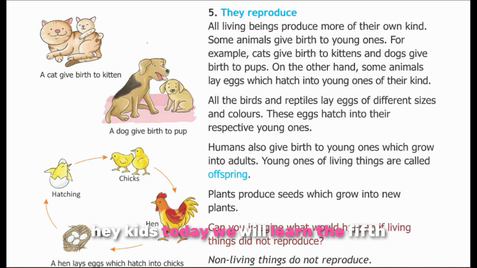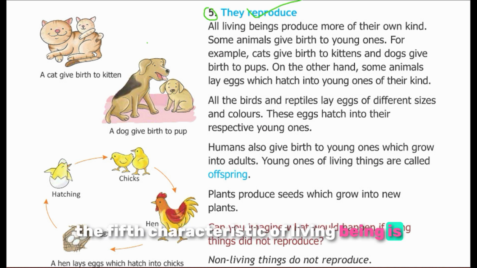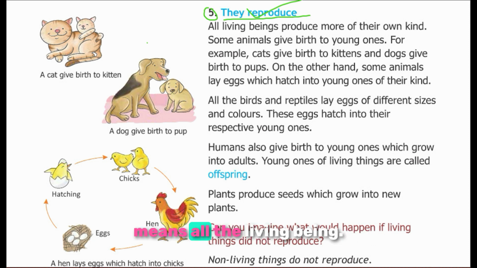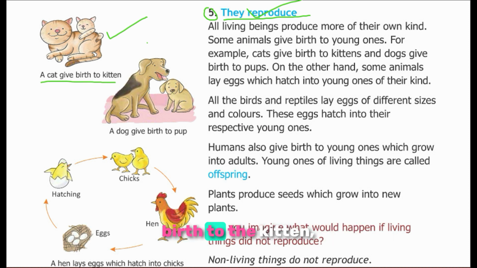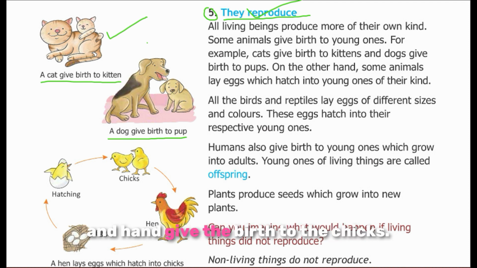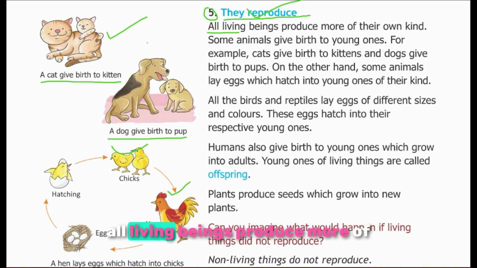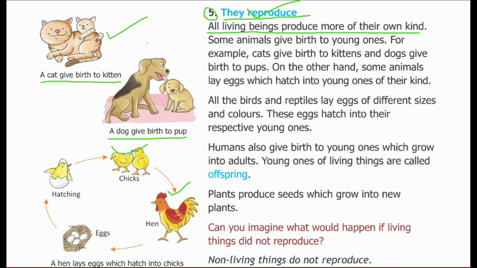Hey kids, today we will learn the fifth characteristic of living beings. The fifth characteristic of living beings is that they reproduce. It means all living beings reproduce their young ones. Here we can see the cat gives birth to kittens, the dog gives birth to pups, and the hen gives birth to chicks. All living beings produce more of their own kind.